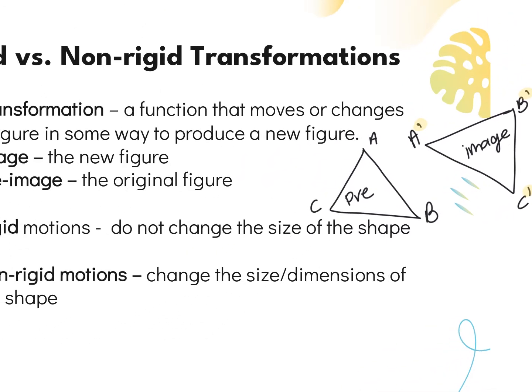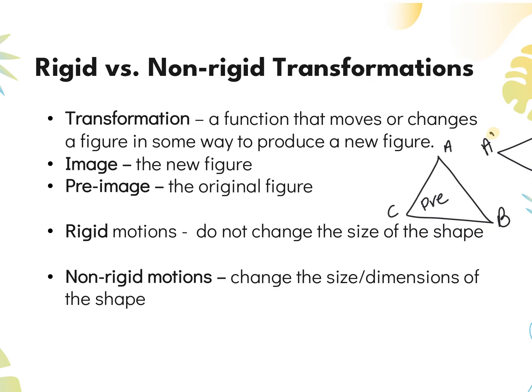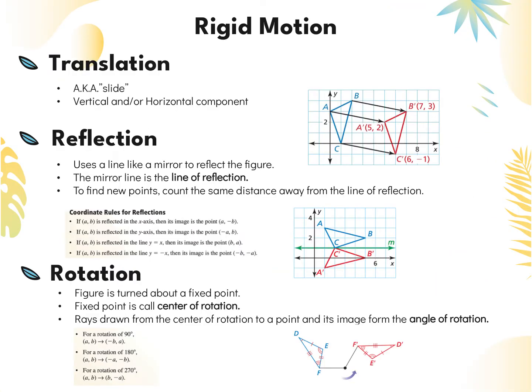So again, like I said before, the difference between rigid and non-rigid is rigid motion does not change the size of your shape. However, non-rigid motion changes the size and dimension of the shape. Okay, so rigid again does not. However, non-rigid does. All right, these are my rigid motion. Again, my shape size is not changing, but the location on my graph is.